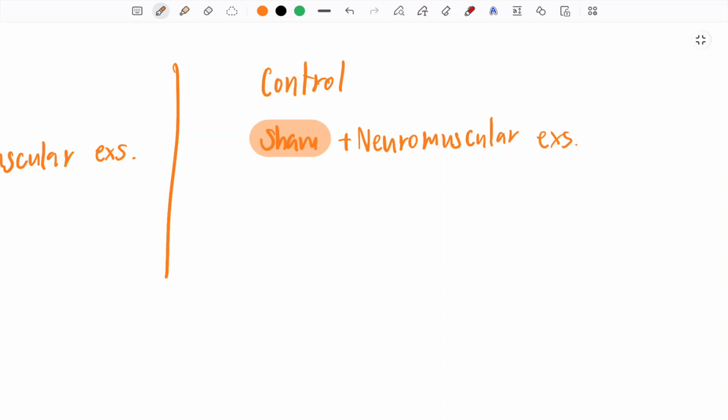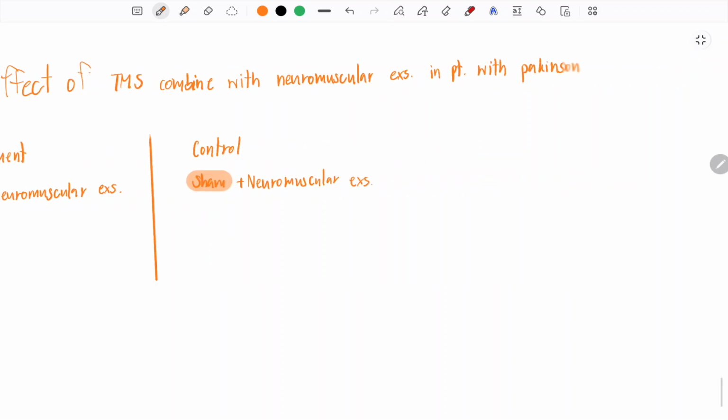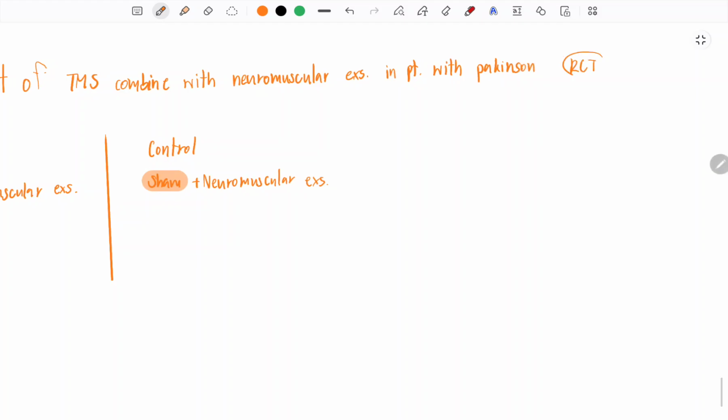So what's the design? Maybe RCT is okay, because we can blind the participant easily because they don't know what they receive. And also we can blind the assessor. So double blind. If you are the therapist, we can't blind the therapist, but we can plan for the assessor. So we can blind.